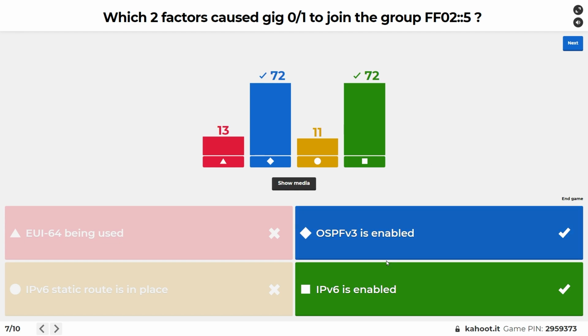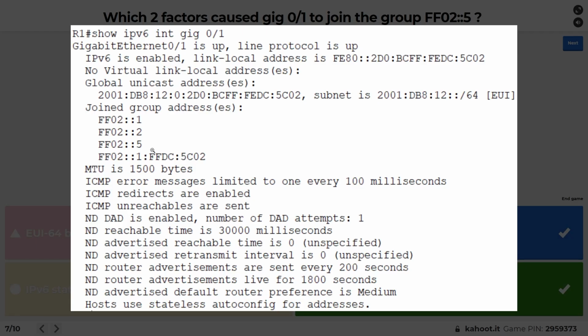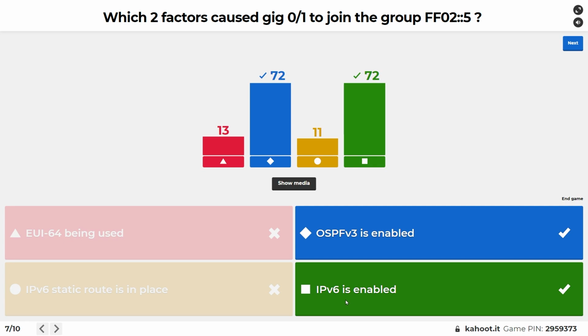So OSPF version 3 is enabled. That's the multicast group FF02::5 that it had joined. That's this one right there. And if IPv6 wasn't enabled, it wouldn't be able to join. It wouldn't be able to run OSPF version 3.